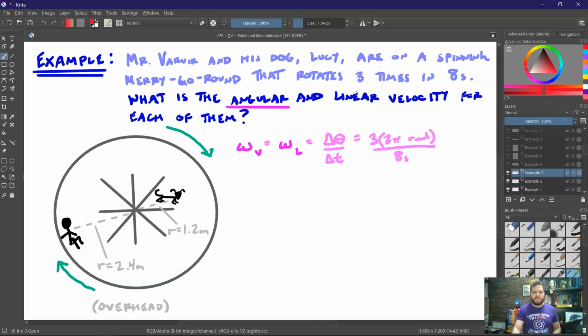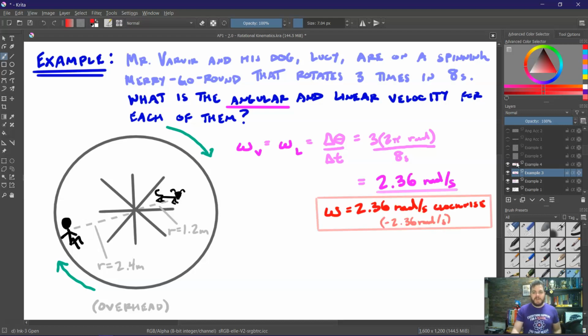Well, it's going 3 times around, so that would be 3 rotations, and I need that in radians. So I would do 3 times 2 pi radians over 8 seconds, and we get an angular velocity of 2.36 radians per second. Or, to be even more precise, we would say 2.36 radians per second clockwise, or I could say negative 2.36 radians per second.